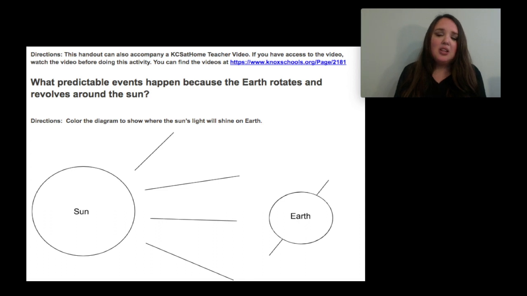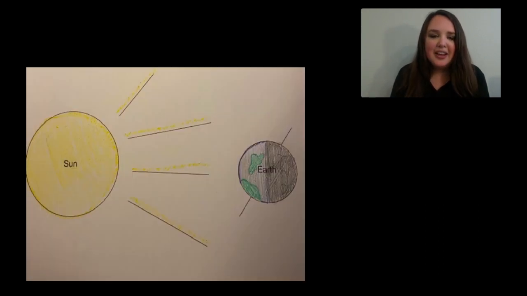All right, let's see what you came up with. This is the diagram colored in. Now you can see the part that is blue and green is indeed where the light shines on the Earth. When the sun's light is shining on the Earth, what event is happening on the Earth?